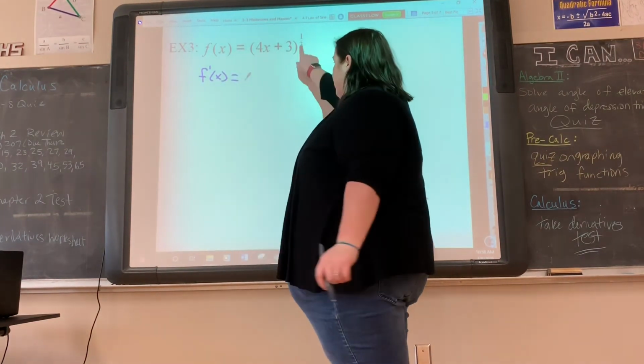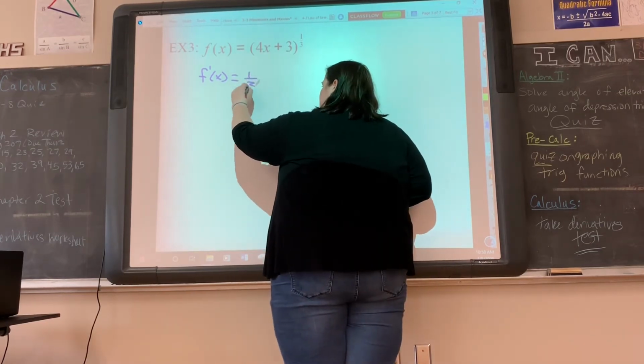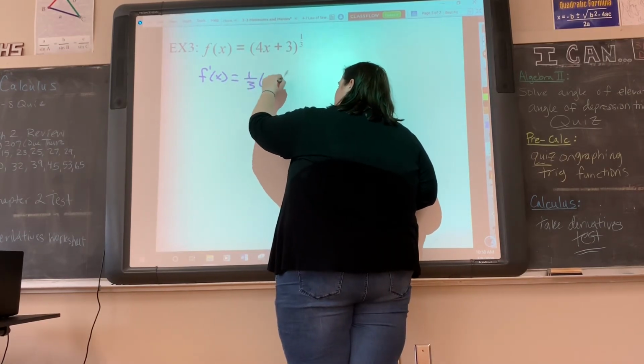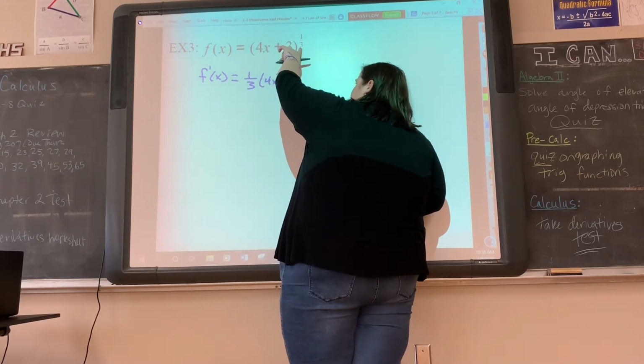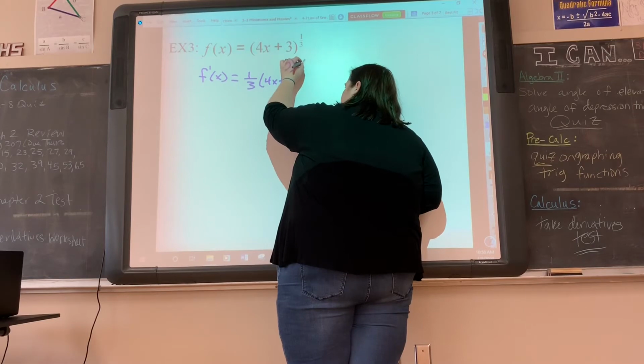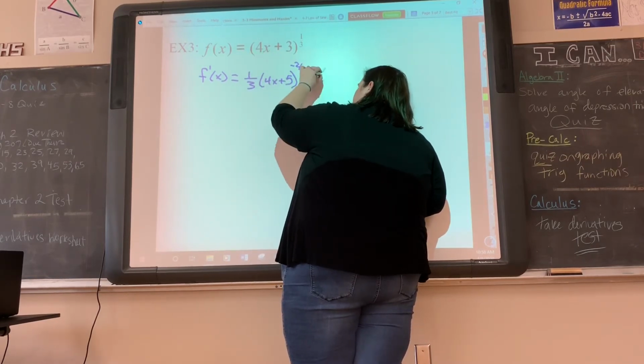So to do the chain rule, the number comes out in front, so the 1/3 will move in front of that. The stuff inside does not change, it'll stay 4x plus 5. We do subtract 1 from that exponent, so we get -2/3 when we do that. And then we have to take it times the derivative of the inside, which the derivative of the inside is just 4.